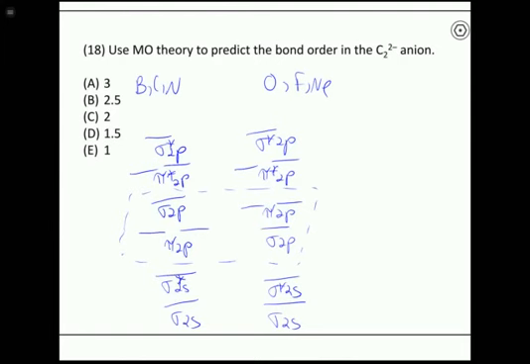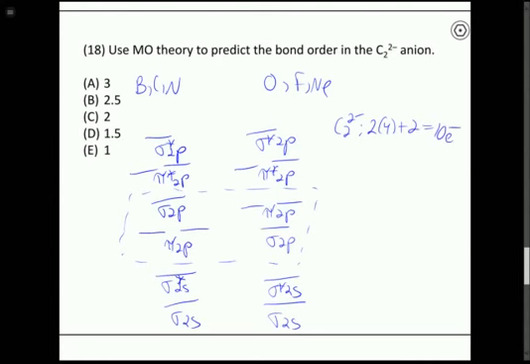So now that we have the correct diagram, we want to do C2 2-. So we have to count the valence electrons. Each carbon has 4, and then we have a 2- charge, which gives us 10 valence electrons. So we're going to use this diagram on the left, which is for carbon, and we're going to put 10 electrons into it. 1, 2, 3, 4, 5, 6, 7, 8, 9, 10. So we use Hund's rule and the Aufbau principle, lowest to highest. Same rules as filling atomic orbitals, and we get this arrangement.